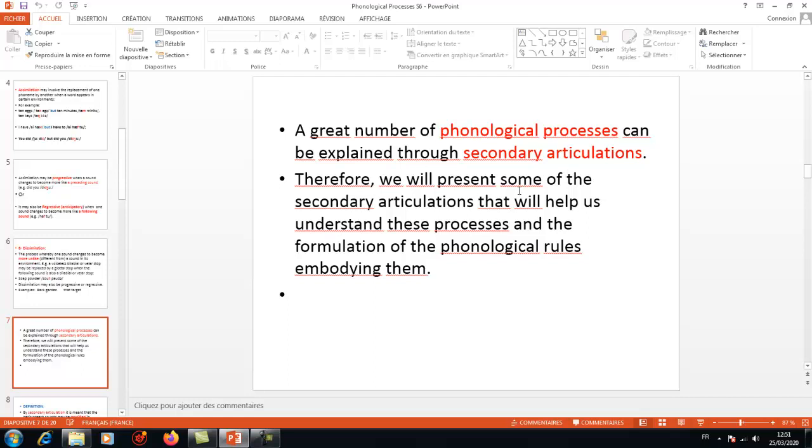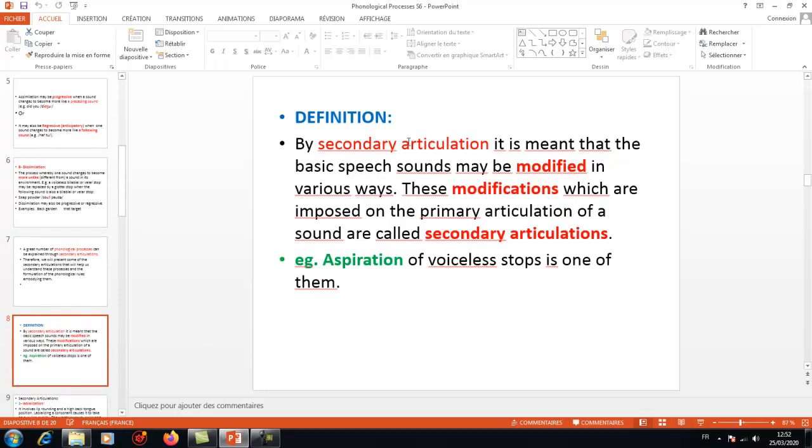Therefore, we will present some of the secondary articulations that will help us understand these processes and the formulation of the phonological rules embodying them. Of course, by secondary articulation, it's meant that the basic speech sounds may be modified in various ways. These modifications, which are imposed on the primary articulation of a sound, are called secondary articulations.